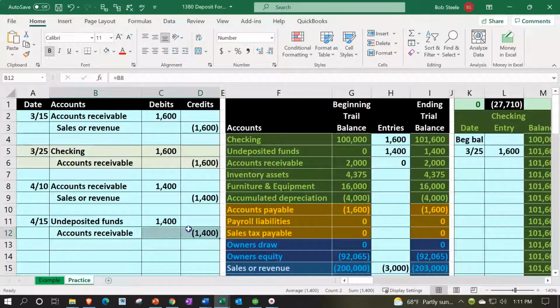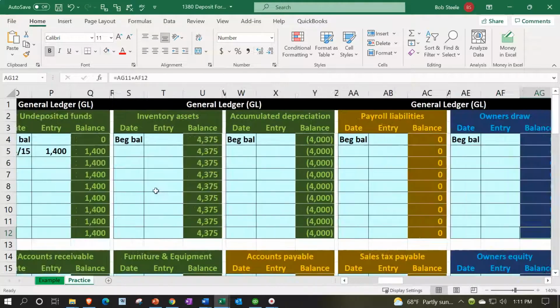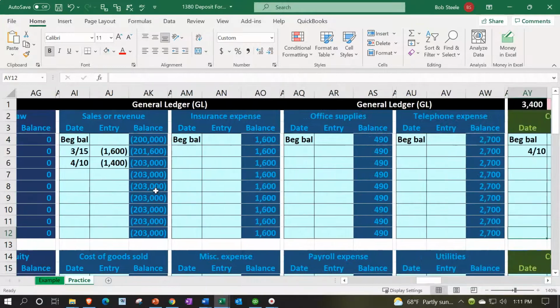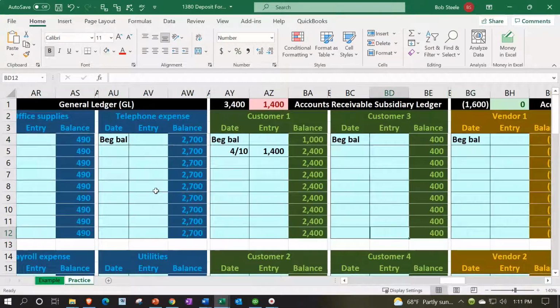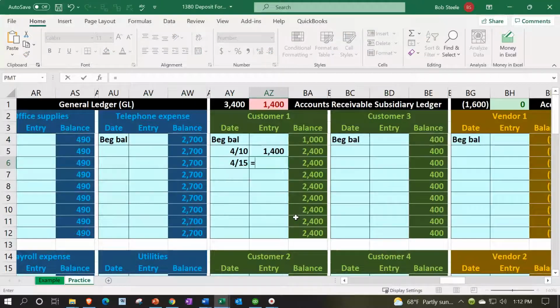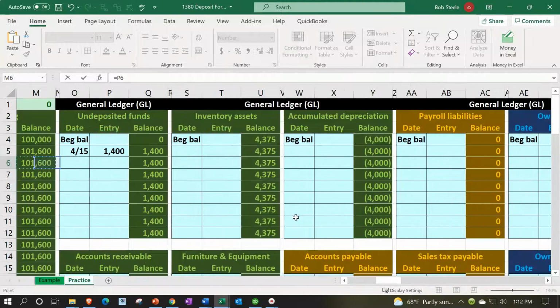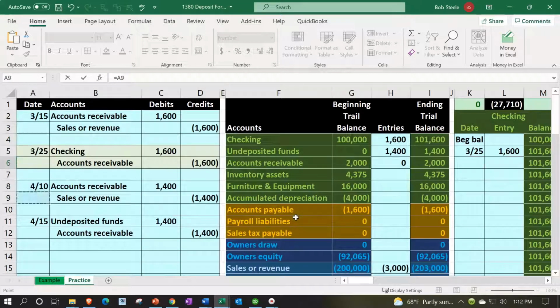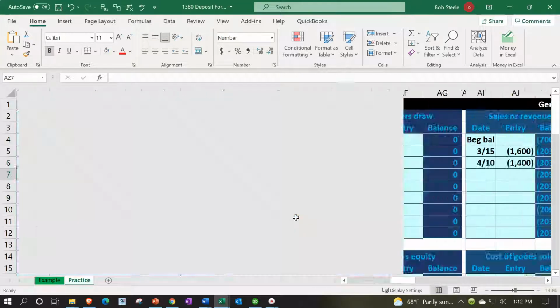But we also need to take it on out to the subsidiary ledger. So we're going to go all the way to the right to do that. This customer number 1 paid us that 1,400. They still haven't paid us that 1,000 up top, the beginning balance, but whatever. They paid us this one, so we'll put that here. We're in cell AZ6 equals left all the way to the wall. We got a good head of steam and boom, head right into the wall. And then we're picking up that 1,400.